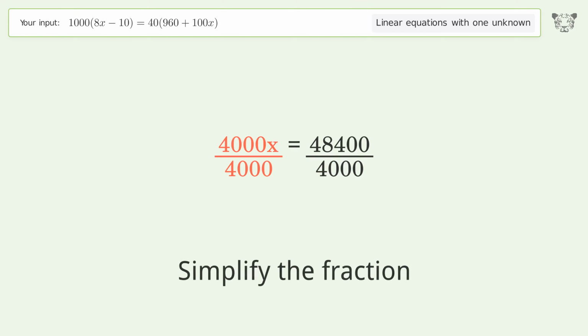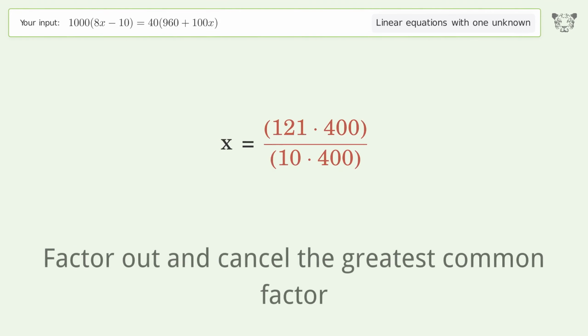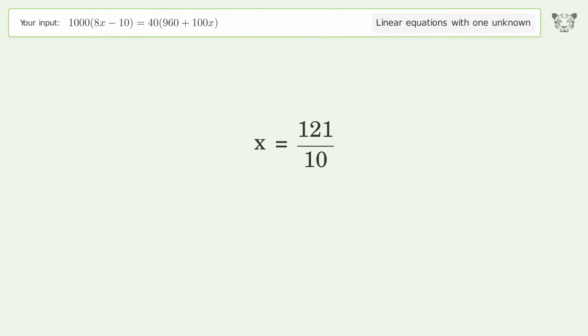Simplify the fraction. Find the greatest common factor of the numerator and denominator. Factor out and cancel the greatest common factor. And so the final result is x equals 121/10.